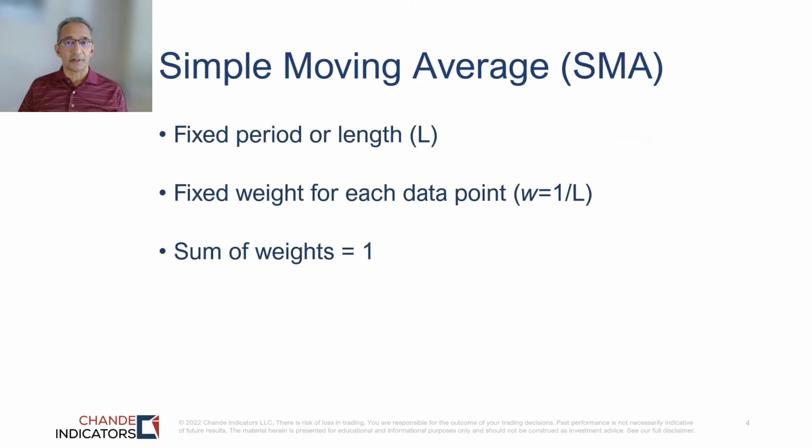So these are the parameters that describe a simple moving average. First, it has a fixed period or length, say 10 days. Each data gets a uniform or equal weight equal to 1 divided by L, where L is the length of the average. So for a 10-day average, the weight is 1 divided by 10, or each data point gets 10%. And the sum of the weights is 1. So now we can use this to look at other averages.